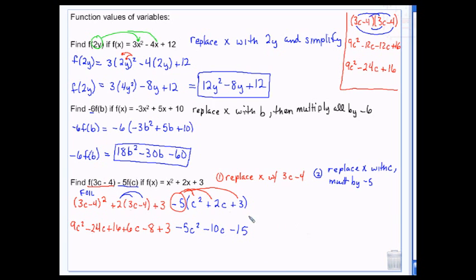Once you've done the multiplication, then we have to collect our like terms. So I'm going to label those with color. I have 9c squared and negative 5c squared. Those are both my c squareds. So 9c squared minus 5c squared is 4c squared. And then I have negative 24c, positive 6c, and negative 10c. So negative 24 plus 6 is negative 18, minus 10 is negative 28. And then I have 16, negative 8, positive 3, and negative 15 that are all the same. So 16 minus 8 is 8, plus 3 is 11, minus 15 is negative 4.